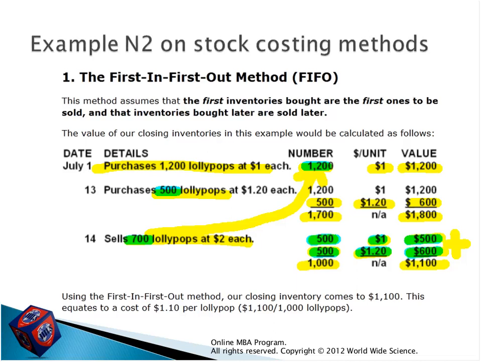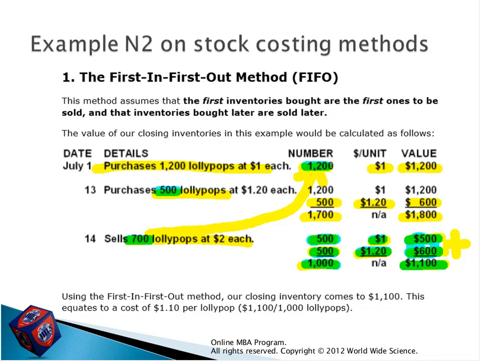Then the total is 500 plus 600. This is inventories in values, in money. That would total 1,100 US dollars. And how many units do we have? We have 1,000 units left, right? This is 1,000 lollipops, which is the candy shop's inventories left at the end of the month.